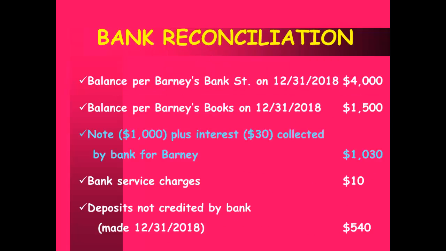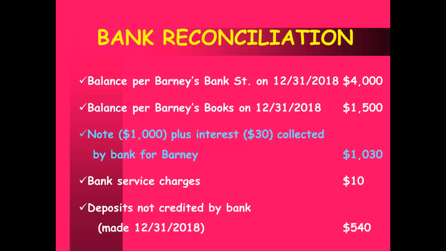The next item is a note and interest collected by the bank for Barney. Somebody owed Barney some money, had signed a promissory note. So Barney had a note receivable, and you know, he's not the sharpest knife in the drawer. He really didn't know how to go about collecting that. So he went to the friendly bankers and asked them if they'd collect the money for him, and they did, and they put the money into his account. He has not recorded that on his books yet because he didn't know they'd already done it.